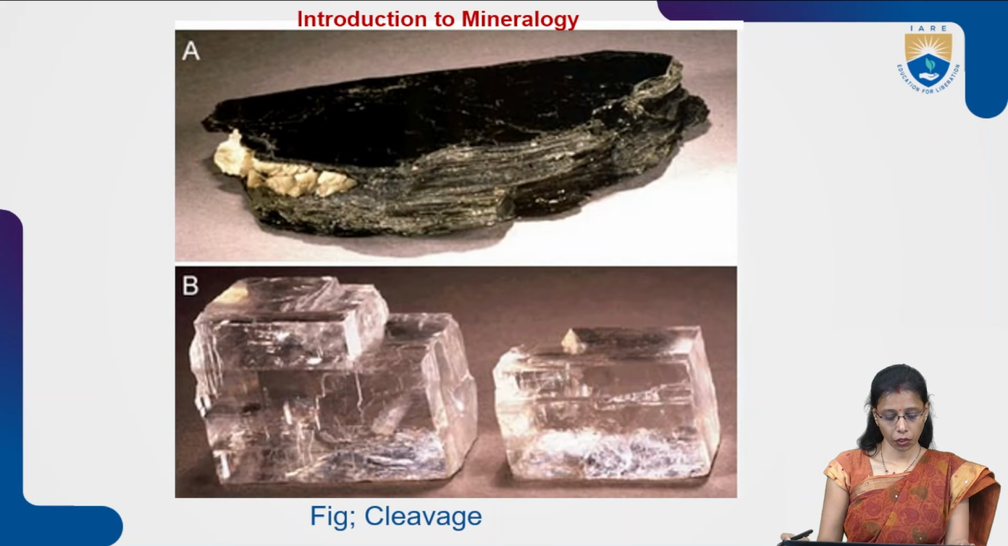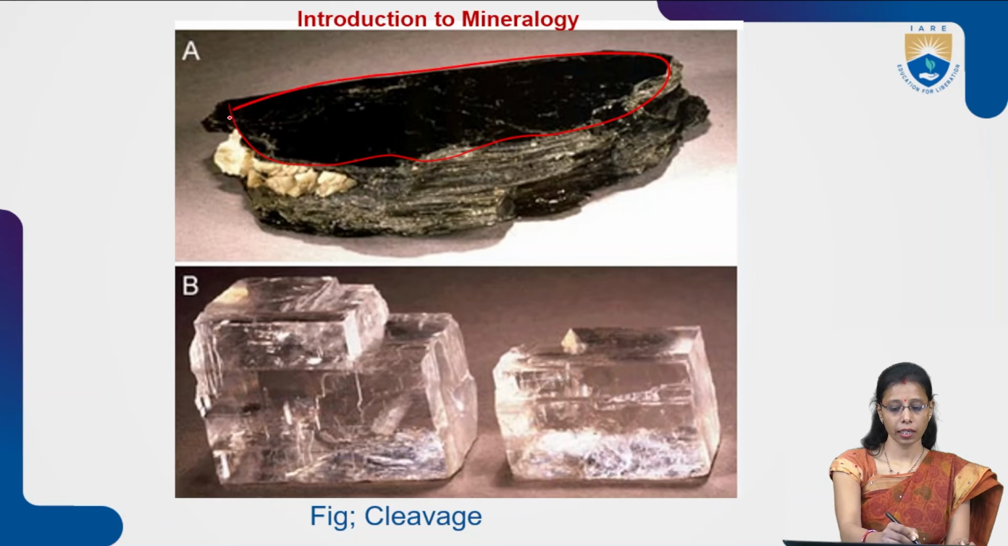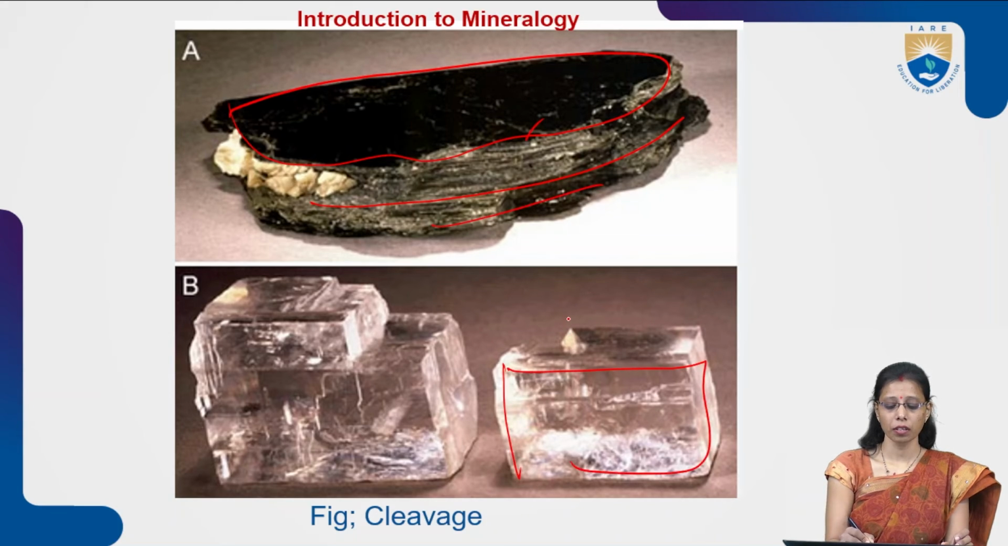Now here are some more examples of cleavage. Like here you have a clear cleavage. Directly, if you try to break it up, it will come off in pieces. Layer-wise it will come off like this. So here you can see one more flat surface. So cleavage is basically how finely the mineral breaks along a flat surface when you try to break it.